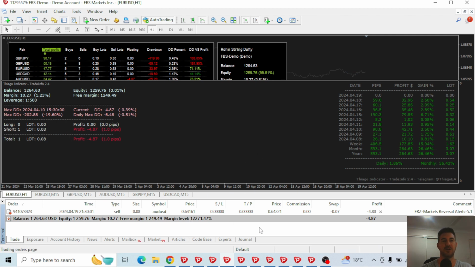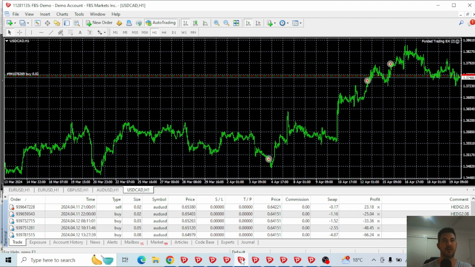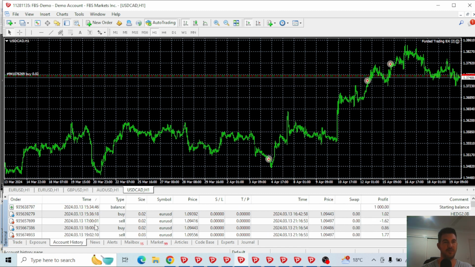But it's only got one trade open over the weekend. It's at negative $4.80 in AUD USD. This one here is called Funded Trading EA. It has been trading for quite a while, since the 13th of March. It is still going.